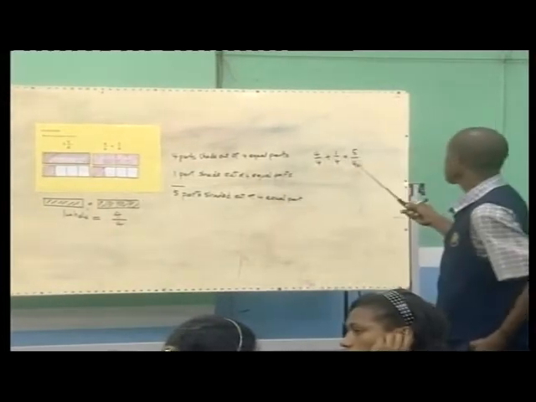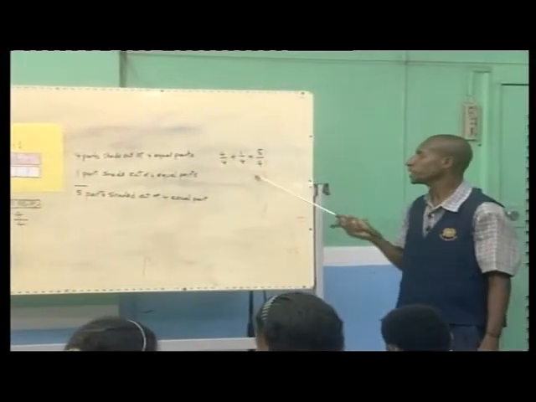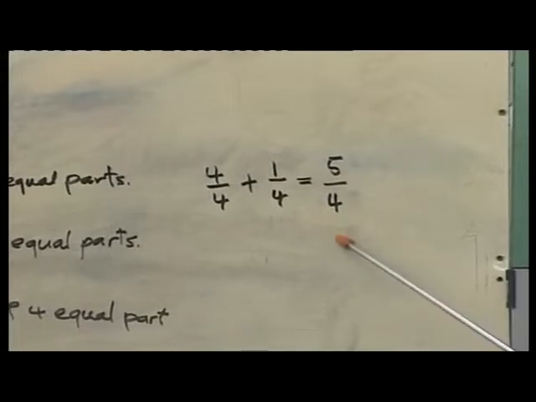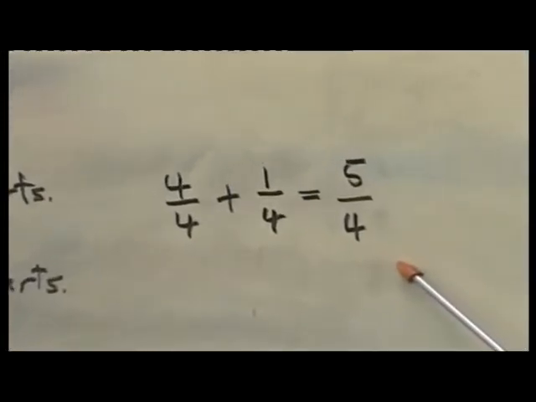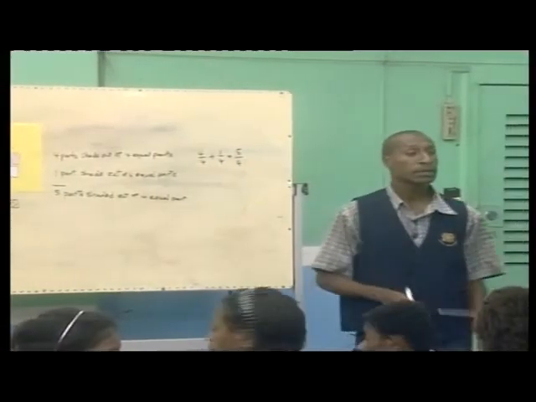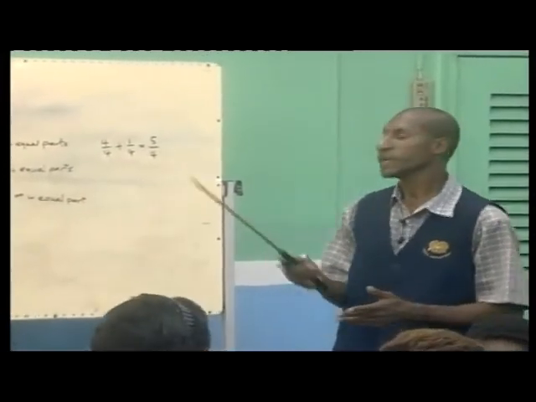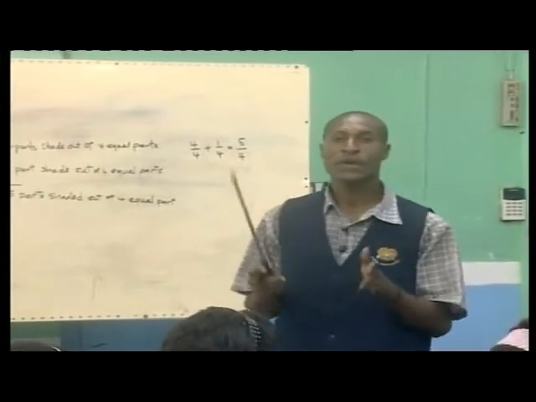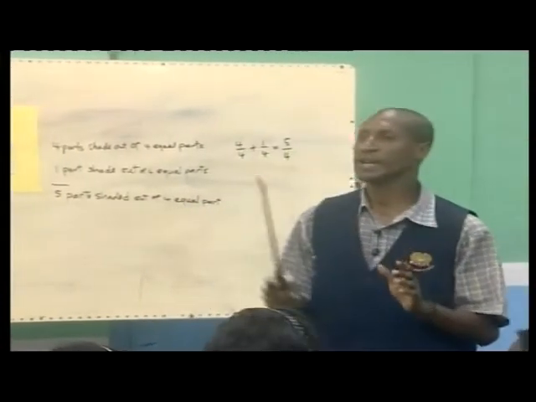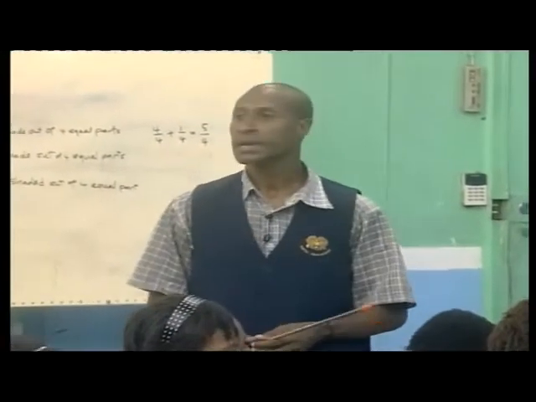Now, students, what fraction have we made now? Improper fraction. So what can you say about improper fraction? Robert? Change it to mixed numbers. Okay, Robert says change it to mixed numbers. Thank you, Robert. Can anybody help Robert with his answer? Any more answers?